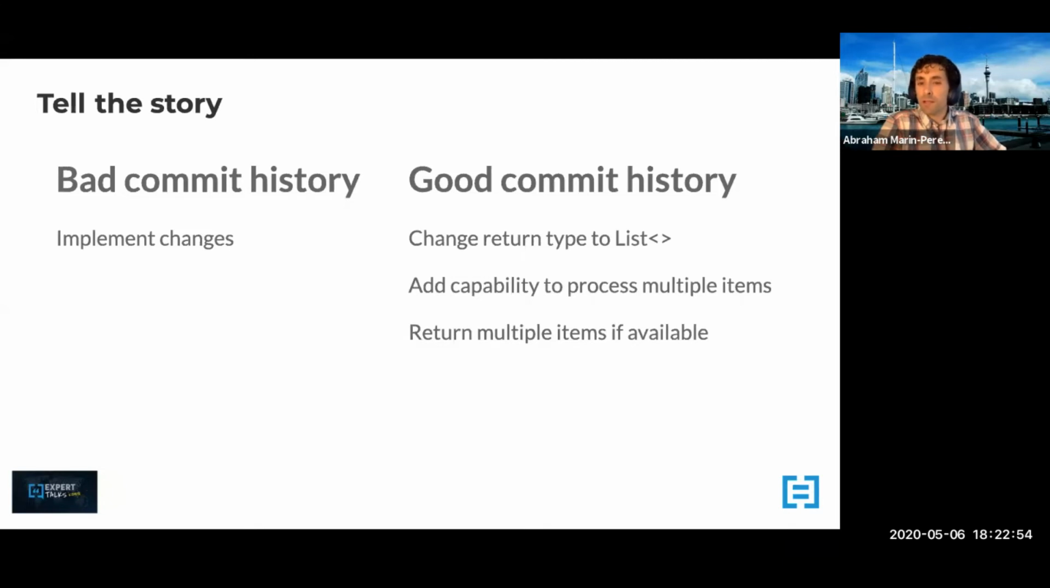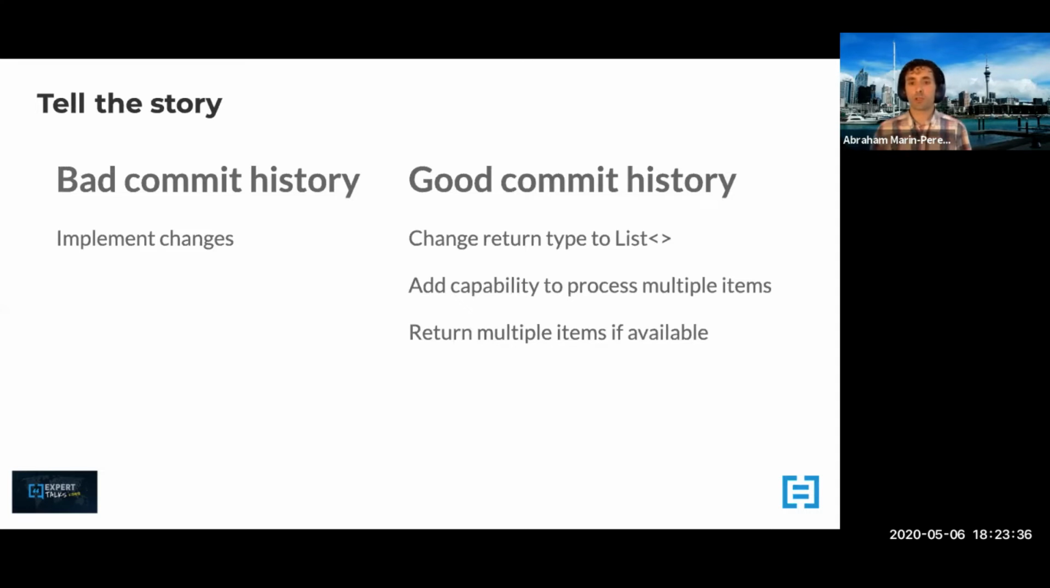By reading this, I can get an idea of what you're trying to do and how. So I can see first you change the return type, then you add the capability to process multiple items. So probably what is happening here is that there is a particular method that used to return a single item, but now we need to make it so we return multiple items. So that's why we're changing the return type, and we're changing the capability to process multiple items, etc. So before reading the code, just by having a nice commit history, I can already tell what I'm going to expect. I can already imagine the changes that I'm going to see next.